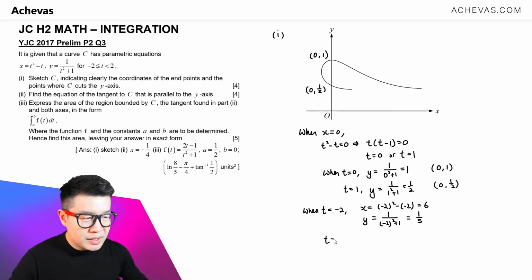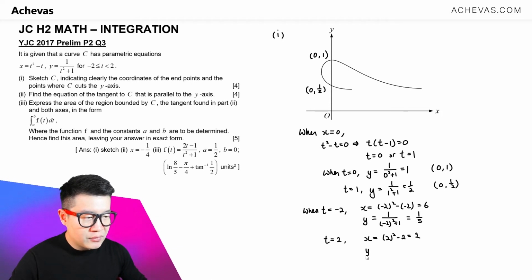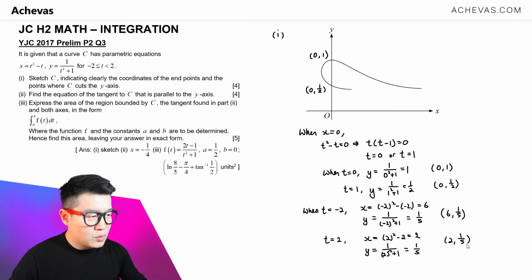The other one will be when t is equal to 2. So when t is equal to 2, x is going to be equal to 2 squared minus 2. So it's 4 minus 2, so the x coordinate is 2. And for the y coordinate, it's going to be 1 over 2 squared plus 1, which is still the same, 1 over 5. So we have two coordinates for the endpoints. One is going to be (6, 1/5). The other one is going to be (2, 1/5).